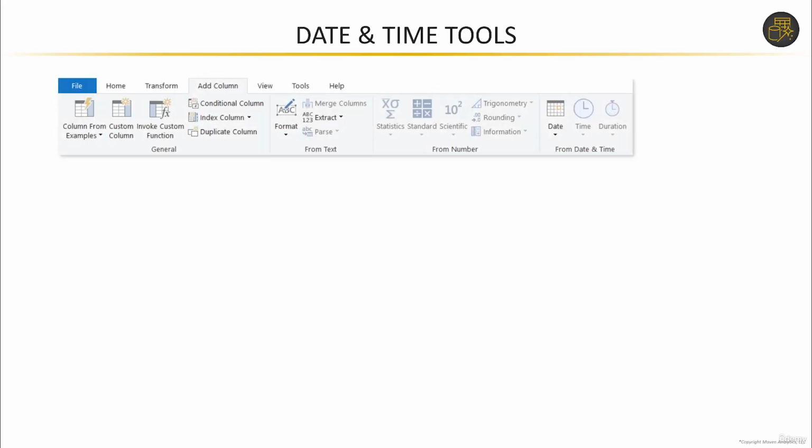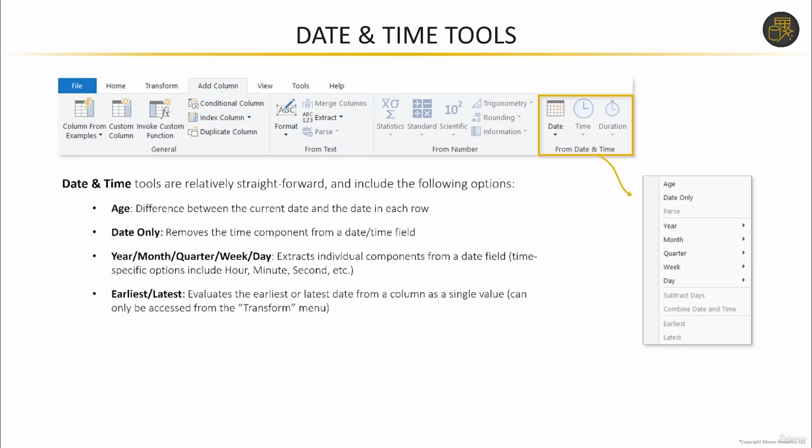So, looking at the Add Column menu in our query editor, you'll see those date and time tools grouped here on the right. And these are pretty straightforward. You've got a few different options here. And one of the more interesting ones right at the top of the list here is the age option. And that actually automatically calculates the difference between the current time based on today, or a now function, and the actual date in each row.